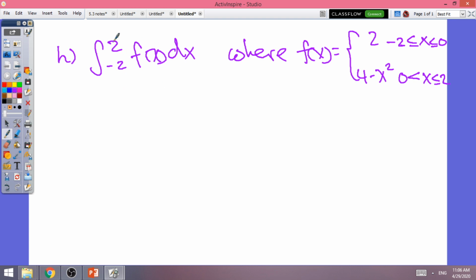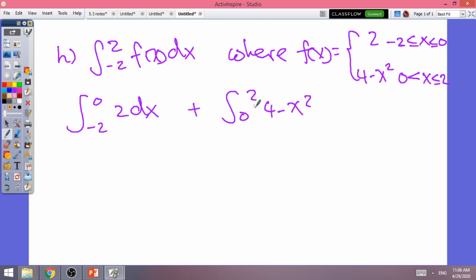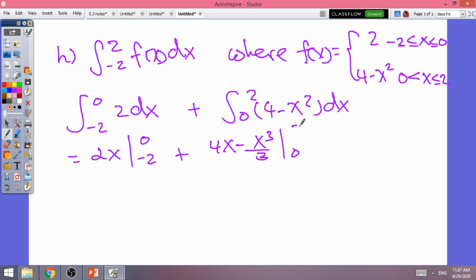Okay, so anytime I deal with this type of function, like piecewise, that means you want to separate it. One is bounded from negative 2 to 0, and the other is bounded from 0 to 2. The function we're using from negative 2 to 0 is the constant one, so 2 dx. And for the second piece, we have 4 minus x squared dx, because this one is bounded from 0 to 2. Integrated, we have 2x, bounded from negative 2 to 0. And the other one, integrated, is 4x minus x to the power of 3 over 3, bounded from 0 to 2.